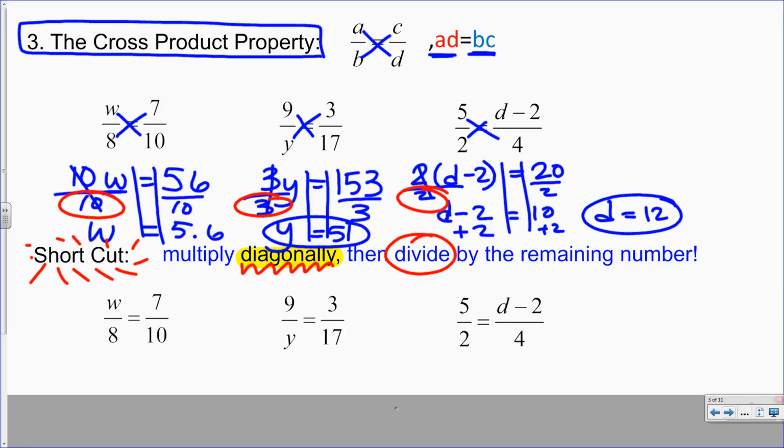So these three problems are the same three problems we just did up above. So you don't have them written again on your paper, but here I had W over 8 equals 7 over 10.